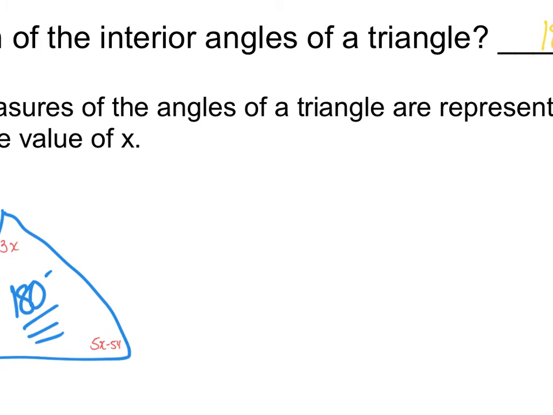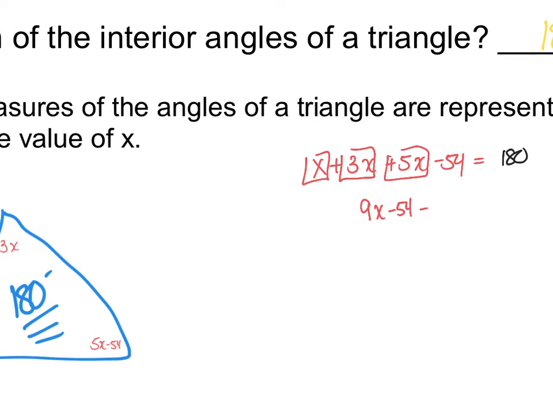So our equation is going to look like this. The first thing we have to ask ourselves: do we have parentheses? Nope. Can we combine like terms? Yup. I can combine my x, my 3x, and my 5x. x plus 3x is 4x. 4x plus 5x is 9x. So I have 9x minus 54 is equal to 180.